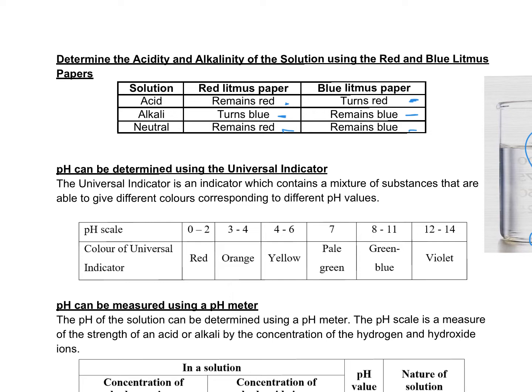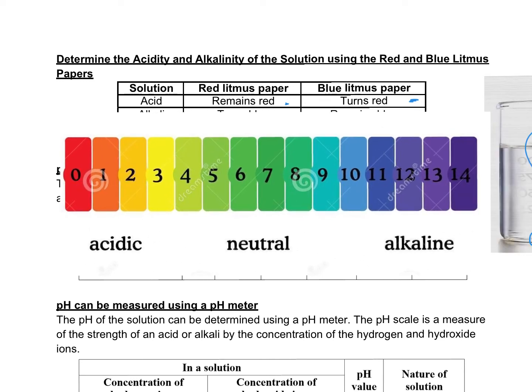Now, you can also determine the pH value using the universal indicator. A universal indicator is an indicator that contains a mixture of substances that are able to give different colors corresponding to different pH values. So this is how the colors look. You notice for the acidic solution, pH 0 all the way to less than 7, it's red, orange, yellow, light green to green. And if it's an alkaline, it will be from green to blue to violet. So the colors actually give us the pH values as well.